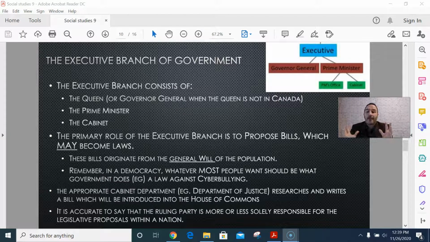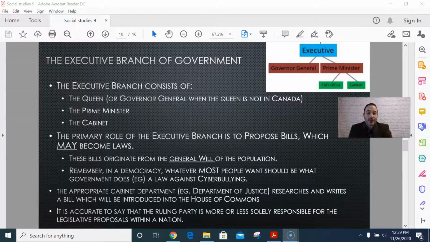So guys, this idea of the executive branch. All the laws that are created when a government's in session generally originate from the executive branch of government. Typically what happens is the Prime Minister or cabinet ministers will originate laws based on the general mood of society at that time.